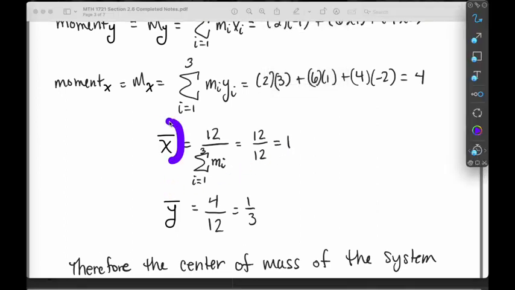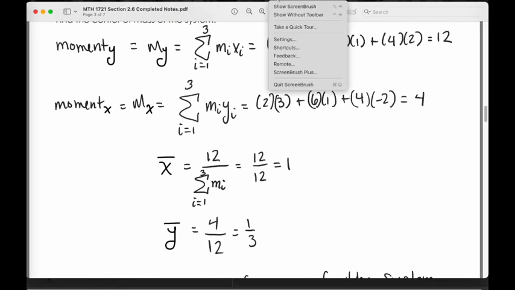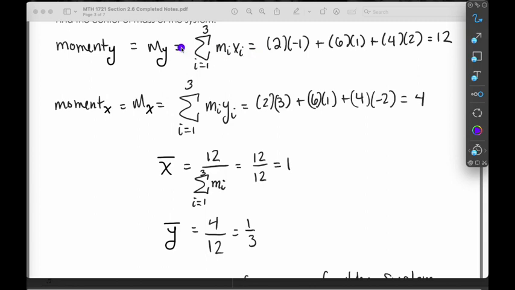So now to find the x-coordinate of my center of mass, I'm going to take my My, that's this up here, it got cut off a little bit. Let me scroll up. So I'm going to take my My and divide by my total mass, which is 12, and I get 1. To find my y-coordinate of the center of mass, I'm going to take my Mx and divide by the total mass, and I'm going to get 1/3.